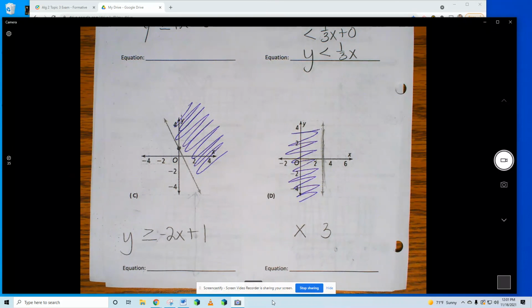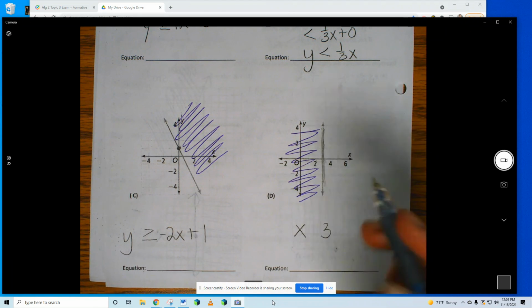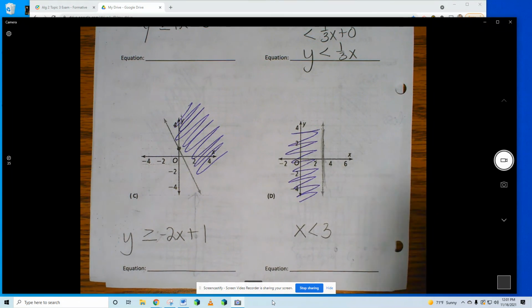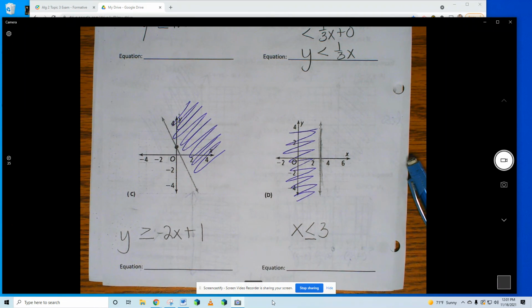But I don't know whether I should do less than or greater than. Where's my shading at? Less than. Do I need a line? Is it dotted? Solid? Do I need a line underneath it? Because it's solid. Or equal to. Excellent job.